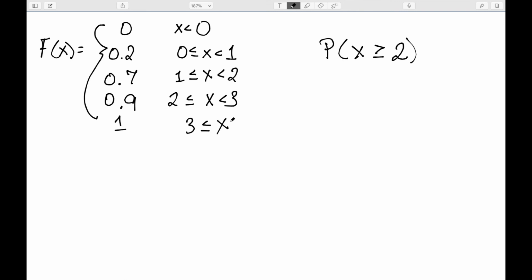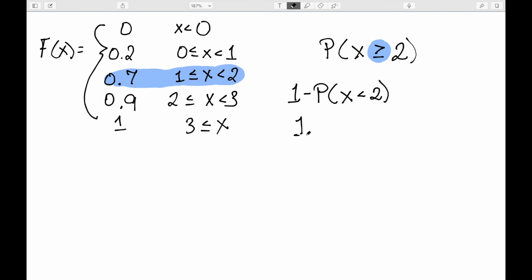For my next example, here I have a cumulative density function, and I want to use this to find the probability that x is greater than or equal to 2. Well, this is actually going to be hard from this particular function, so instead, whenever we want a greater than, using our cumulative density function, we're going to do 1 minus the opposite. I'm going to do the probability that x is smaller than 2. Well, that would be right here. This is where x is smaller than 2. So 1 minus 0.7, or 0.3.